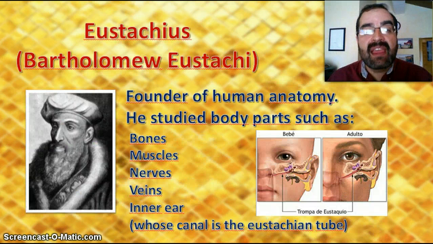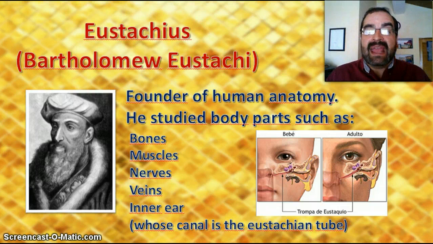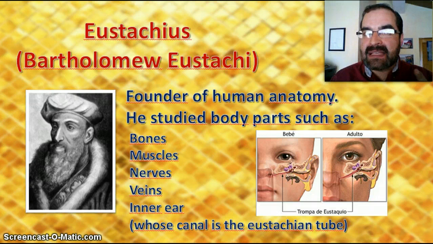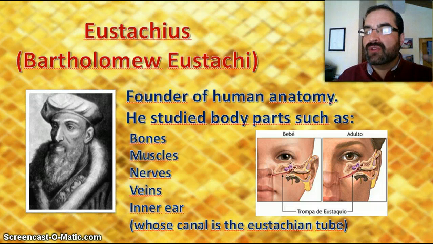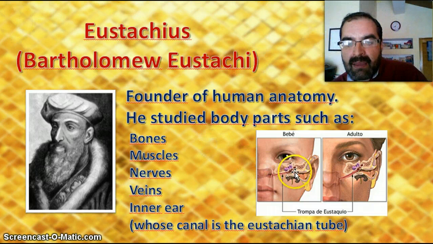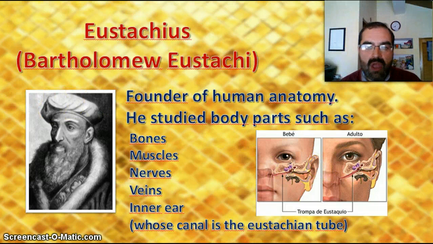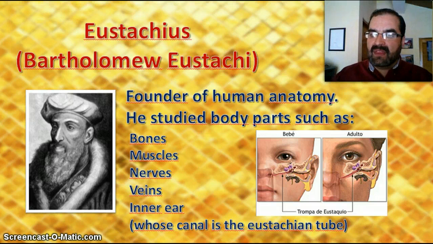Eustachius. His actual name was Bartholomew Eustachi. He was Italian. He lived in the 16th century. He's the founder of human anatomy. And guys, please pay attention to this. Founder of human anatomy. In a second, you will notice why I'm making so much emphasis on this. He studied body parts such as bones, muscles, nerves, veins, inner ear, and the canal we have from the ear to our nostrils is called the Eustachian tube, in honor of this anatomist who discovered it for the first time.